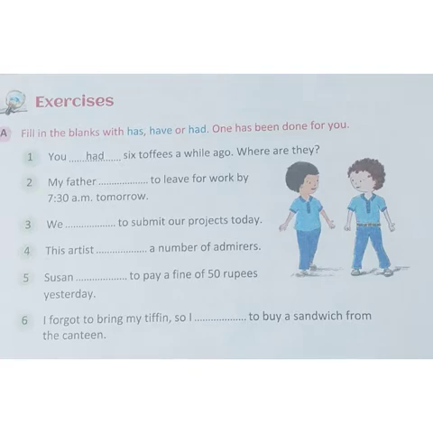Now look at the fourth sentence. This artist dash a number of admirers. Now the sentence is in the present tense. And artist, it is a singular noun. So which one will you use here? Yes, it is has. Next one.